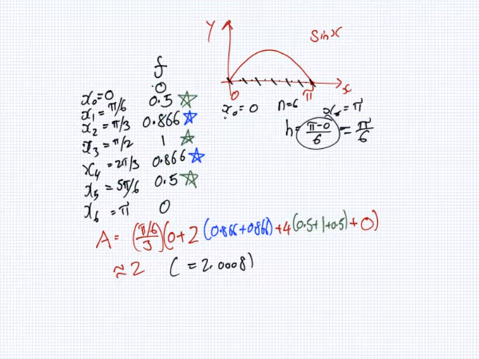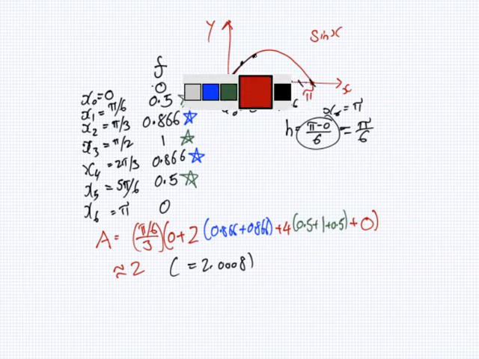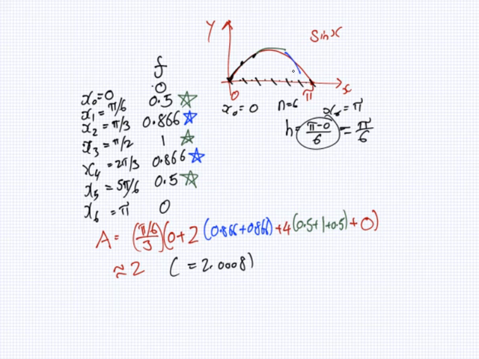So Simpson's method is usually more accurate than the trapezoidal method because it uses quadratics every 3 points to form a curve. So that would be one quadratic, that'd be another quadratic, and that'd be another quadratic. But the shape of sine is like a quadratic, so it actually works very well for sine x.